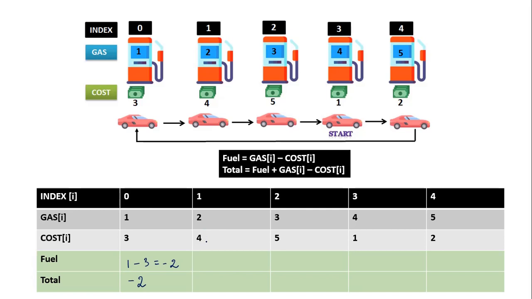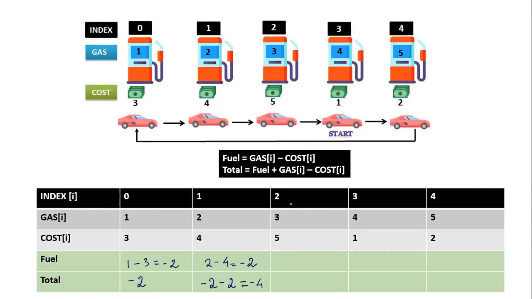Then we move on to the next iteration, that is at the first index. Here, the value of fuel will be gas minus cost, that is 2 minus 4, and that is equal to minus 2. But now in this case, total will store the leftover fuel from the previous iteration, which was minus 2. And then we again go on and add the fuel that was available at this first index. So what is that fuel at the first index? It is minus 2. So minus 2 and minus 2 become minus 4.